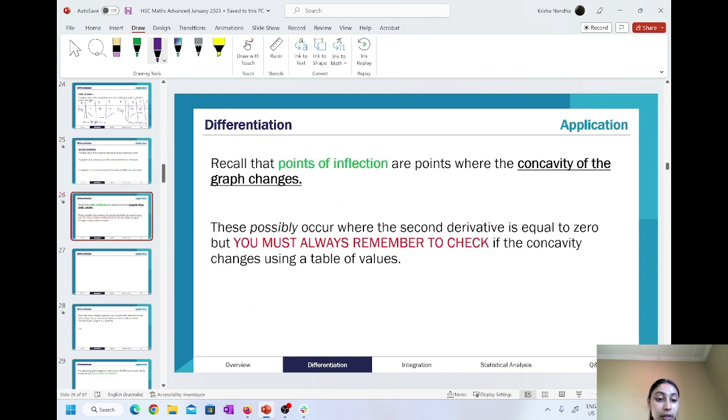Okay. Recall the points of inflection are where the concavity changes. Sometimes they could possibly be a stationary point as well. Think of a cubic curve, so like this.